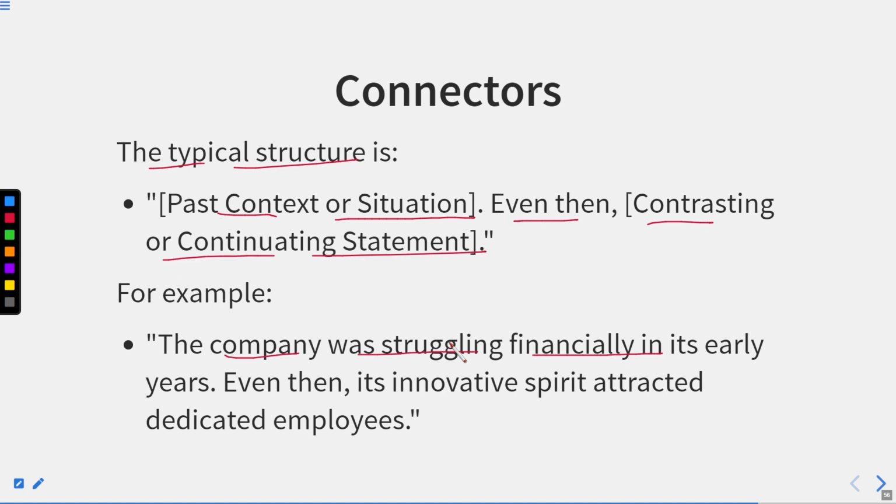The company was struggling financially in its early years. Even then, its innovative spirit attracted dedicated employees. So here you can see something which has happened in the past, whereas "even then" emphasizes that even after this situation, they were able to manage this. Its innovative spirit attracted dedicated employees.